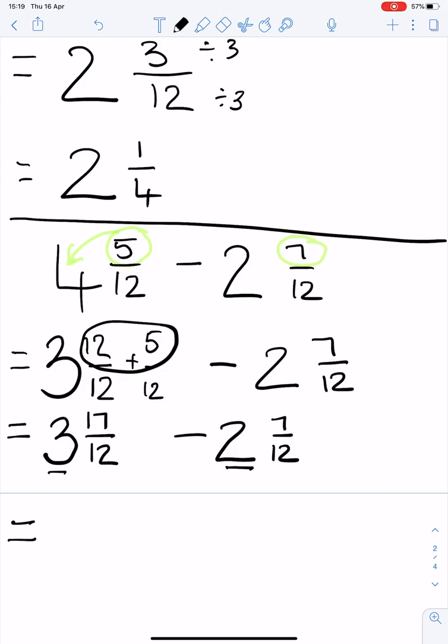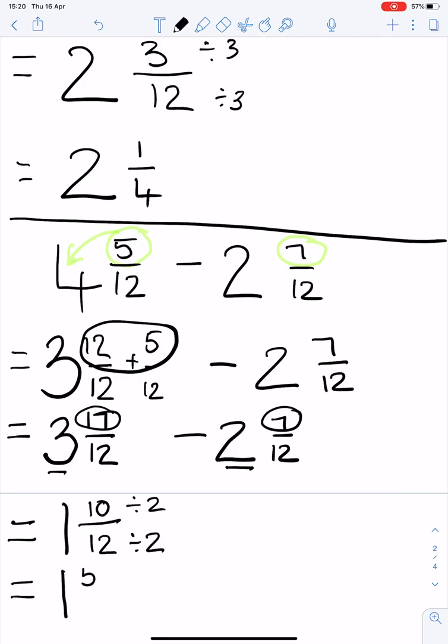3 minus 2 is 1. 17 minus 7 is 10 over 12. We can simplify that answer. If we divide top and bottom by 2, we will have 1 and 5 over 6.